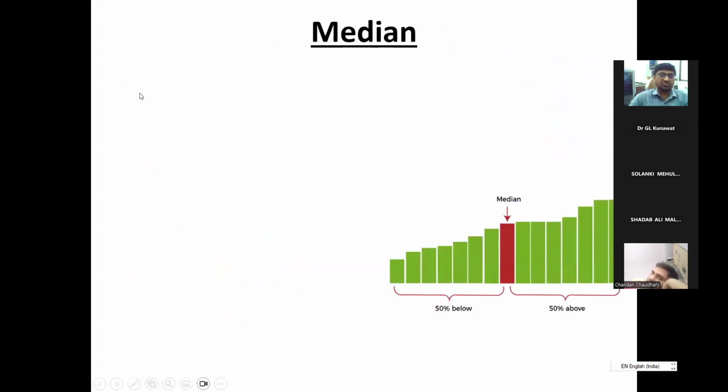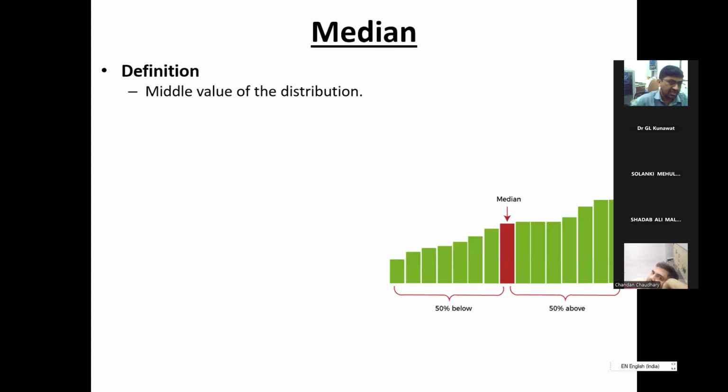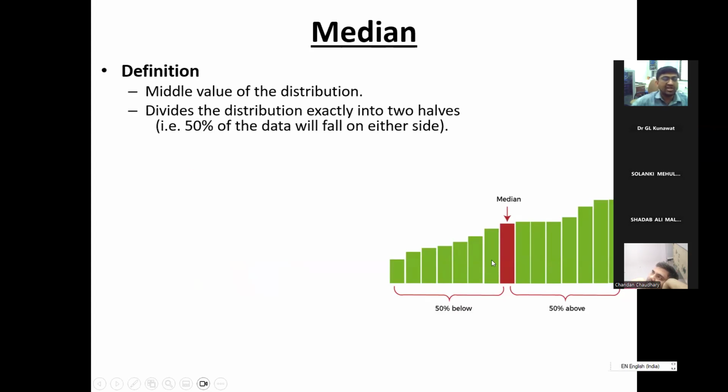So for extreme values, we can do a median calculation. The median is the middle value of the distribution, so that it divides the distribution exactly into two halves: 50% on the above side and 50% on the below side. So let us see how we can calculate the median.